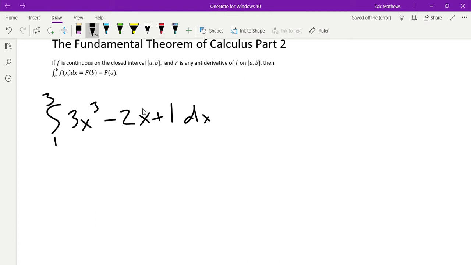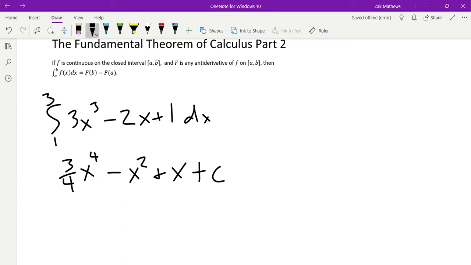And so the antiderivative of x to the third is x to the fourth, but because there's that 3 and 4th in front, it's going to have to be 3/4 x to the fourth, minus, this will just be an x squared, the antiderivative of x is x squared, and the 2 works out, plus x, and then like I said, I'm going to use the plus c.